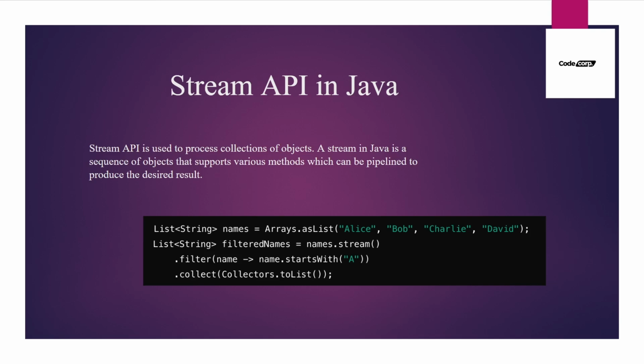that support various methods which can be pipelined to produce the desired result. Pipeline, what does pipeline mean? Like first we are filtering, and then we are mapping, and then we are again filtering, then we are collecting. So this is a pipeline.